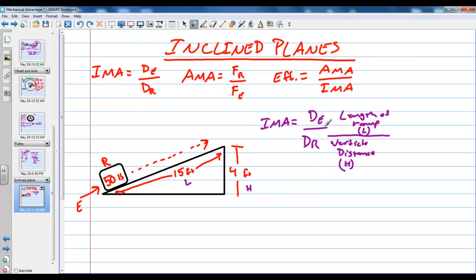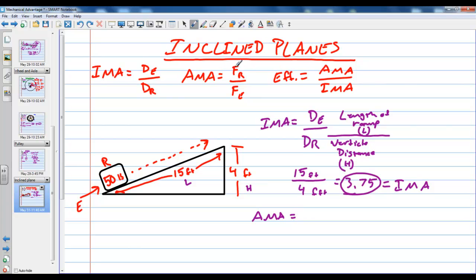So the distance of my effort, which is L, is 15 feet over the distance of my resistance. The resistance traveled 4 feet high, so over 4 feet. And we end up with 3.75. So 3.75 is our IMA, ideal mechanical advantage. That's one.